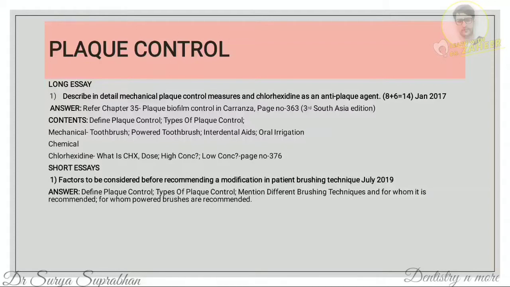That is, in case of patients with periodontal disease, we recommend the sulcular technique, whereas for patients with gingival recession, we recommend Stillman's technique. And for patients after periodontal surgery, we recommend the Charter's technique. The most commonly used brushing technique is Bass technique, and also for whom the power toothbrushes are recommended. So all these things should be written.